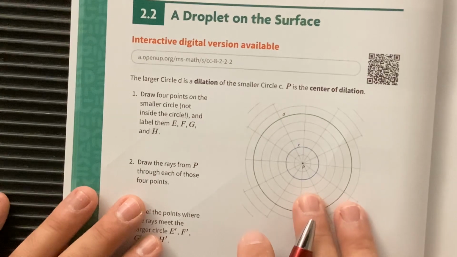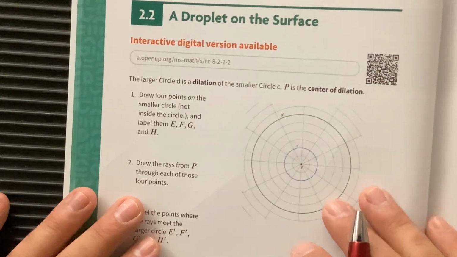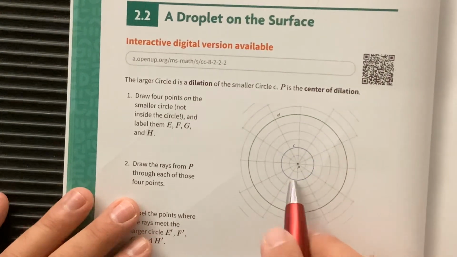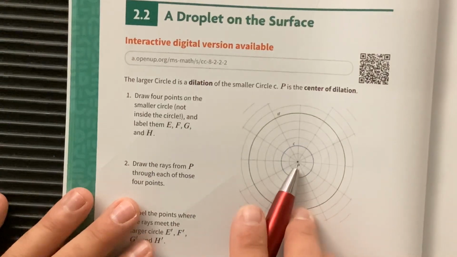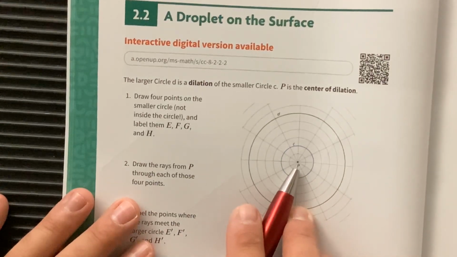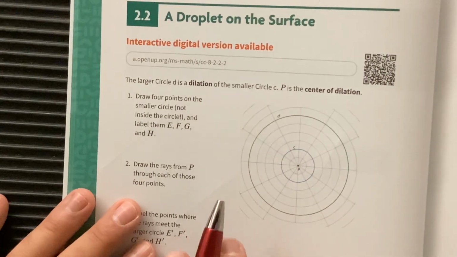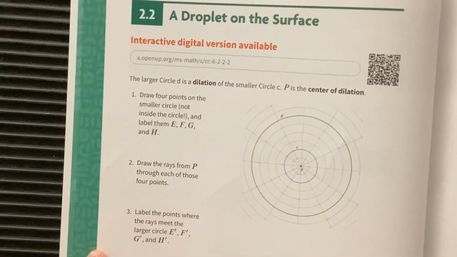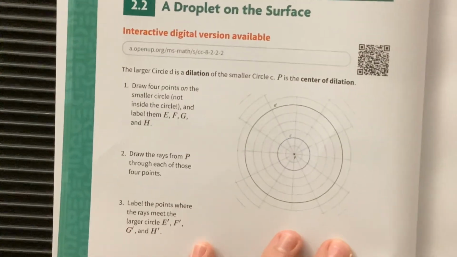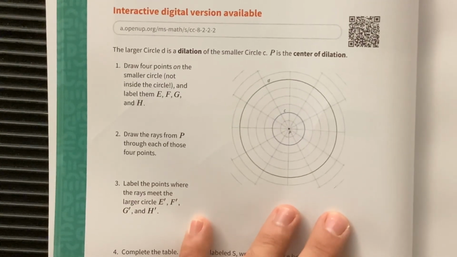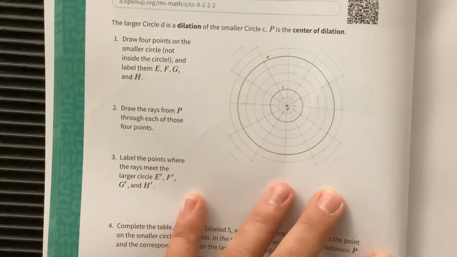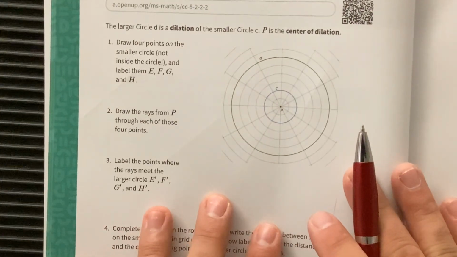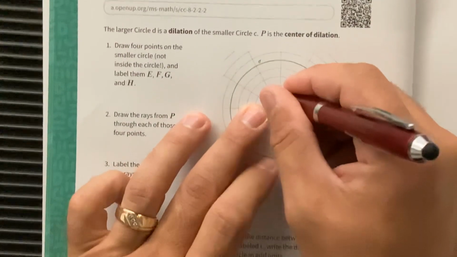Scale factor would be a number bigger than 1. P is the center of the dilation. That's where, just like when we had a pivot point, that is where we start at, point P. It says draw 4 points on the smaller circle and label them E, F, G, H. So we're going to draw that on C at this point. So put 4 points on there. If you want to put them the same as me, that's fine.